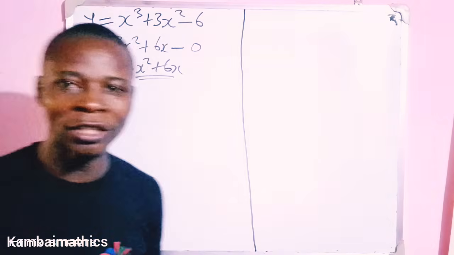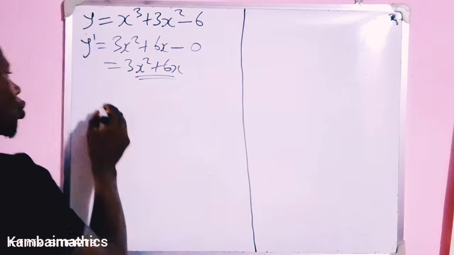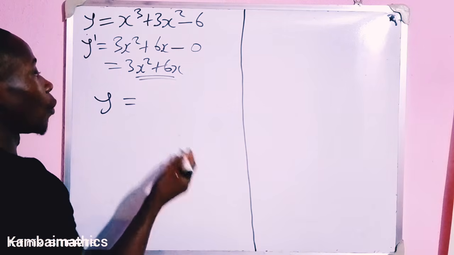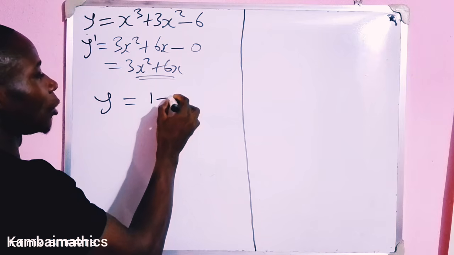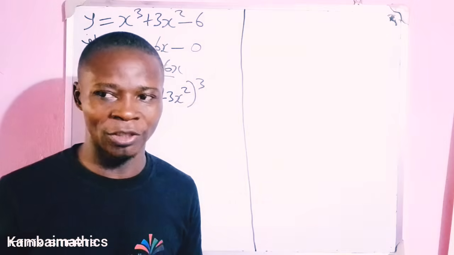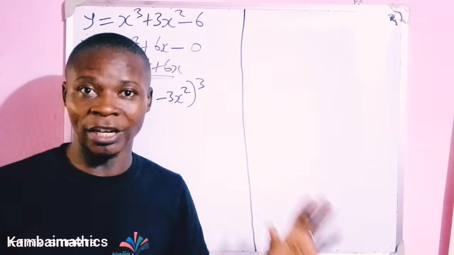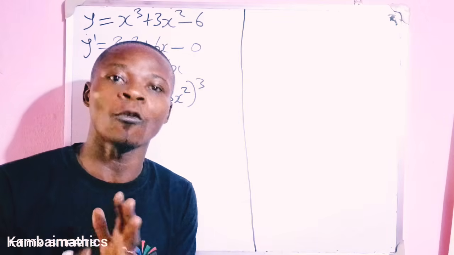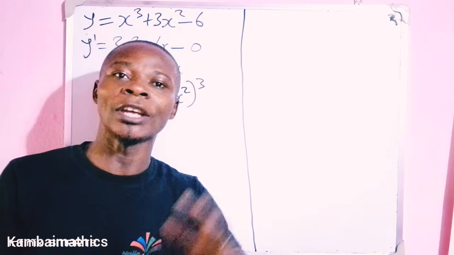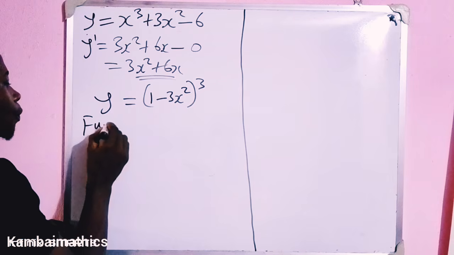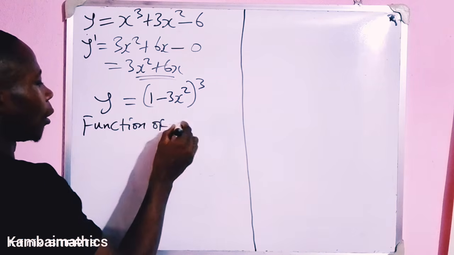But the question is, what if you are given a question where y is equal to, since it is differentiation, let's say 1 minus 3x raised to the power of 2, in bracket, raised to the power of 3. So what if I have a question like this? It's becoming complex. We can solve it directly using the general method, but we have another formula that we can use. So that leads us to a subtopic called a function of a function.